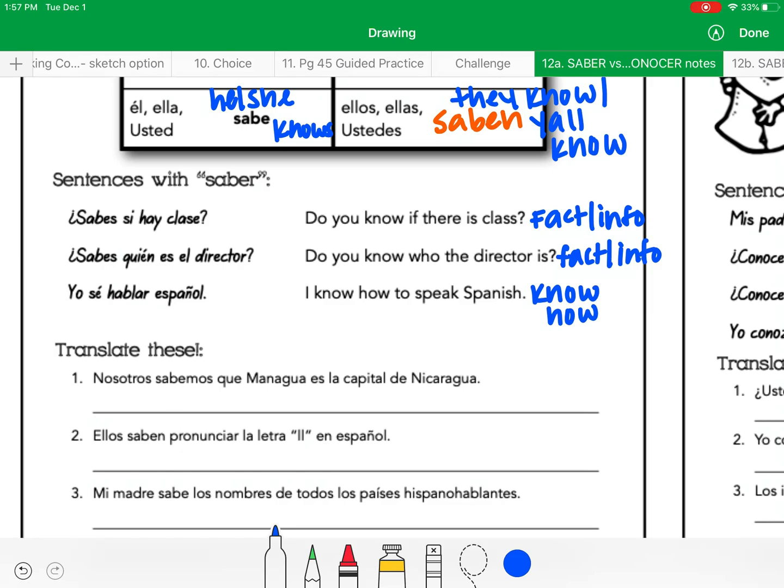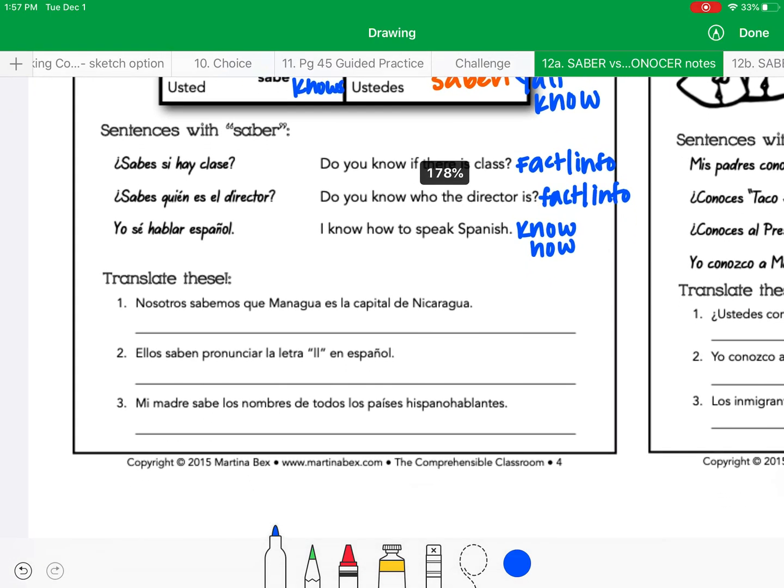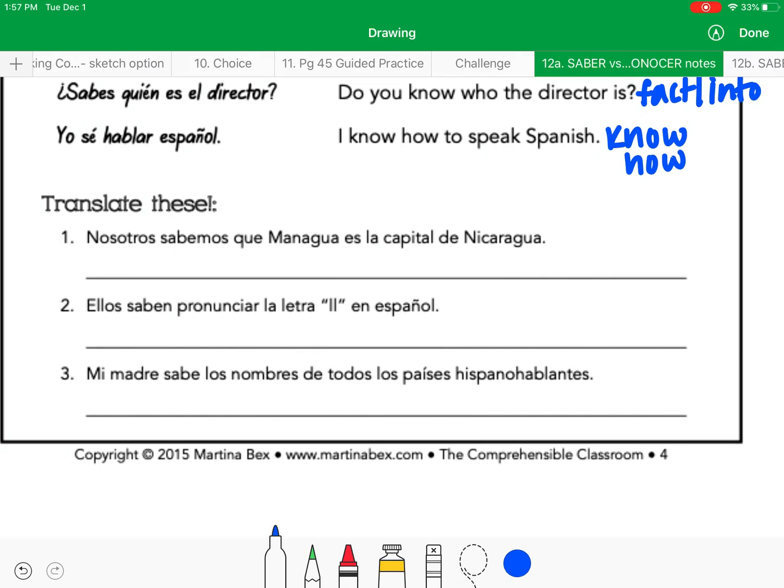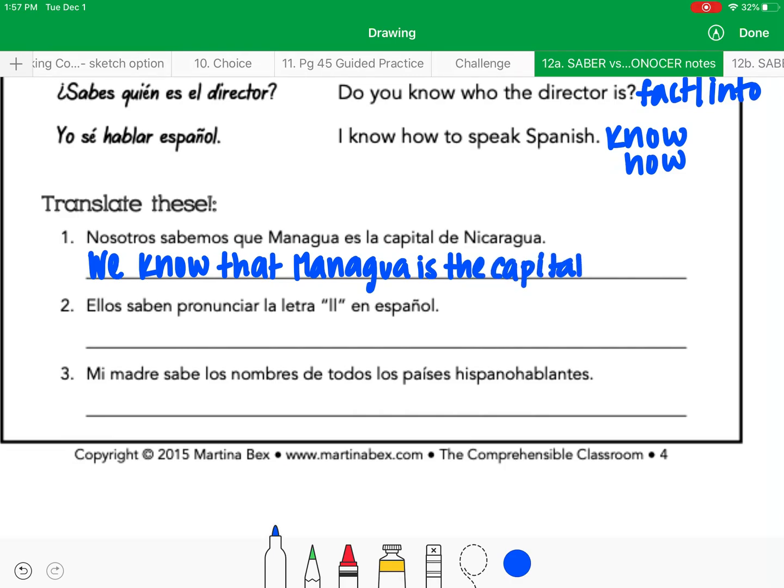Okay, so in these two instances, you guys are going to use saber. So I want you to go ahead and pause this, and I want you to translate these sentences, number 1 through 3. Okay, number 1 is we know that Managua is the capital of Nicaragua. We know a fact or we know information.